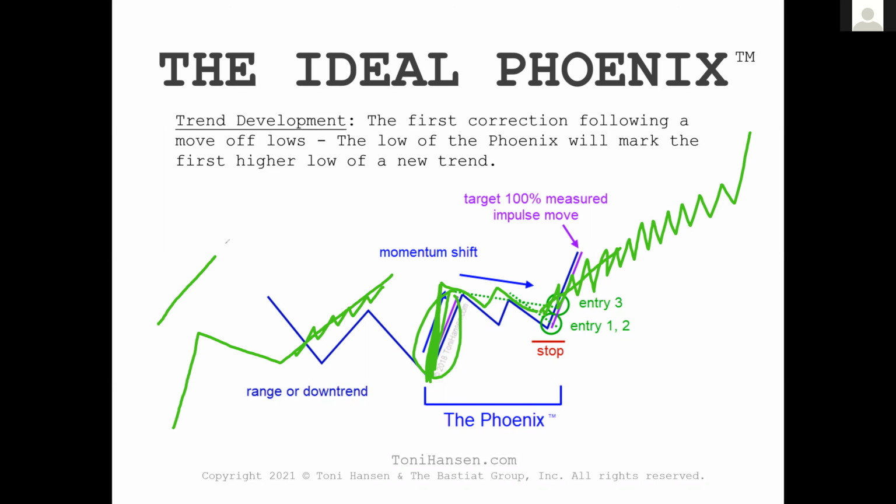If the initial pop has average momentum or even slightly slower than average momentum and then gets our pullback, it's easier for it to gain that momentum. So in our trend development, we want not only that support at the low, but we also want average to slightly slower than average momentum for our movement coming off of that low.